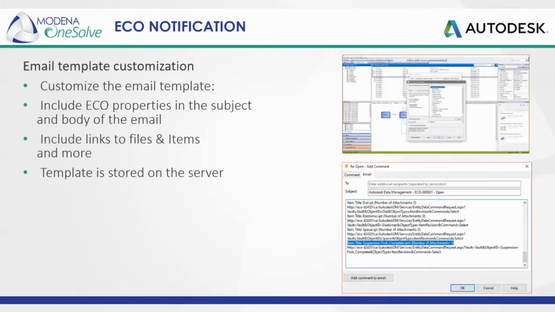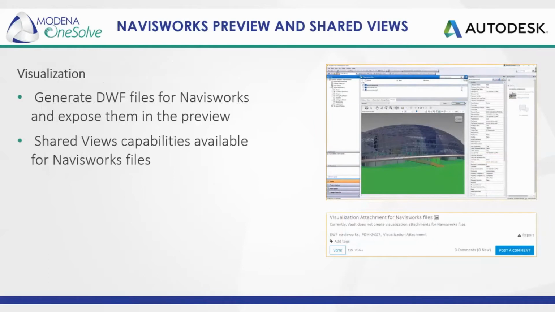On to engineering change order notifications, or ECO notifications. To improve communications when progressing through an engineering change order, support has been added to edit the automatically generated email template for ECOs. This gives you an easy way to customize your email template for easy follow-up. Templates are stored on the server. Additional Navisworks support. This was quite a big one, something that I really enjoyed seeing inside Vault.